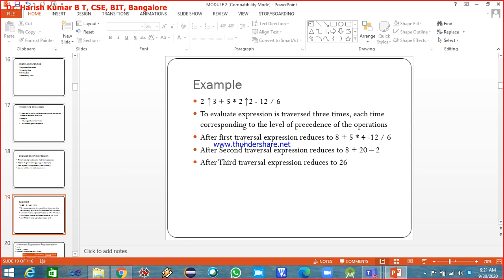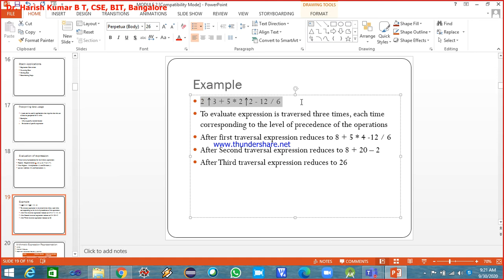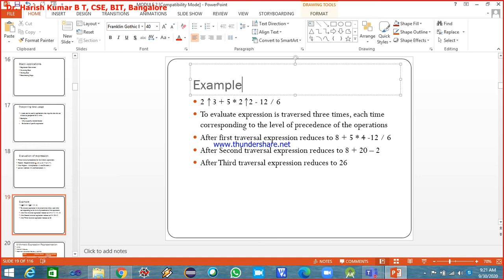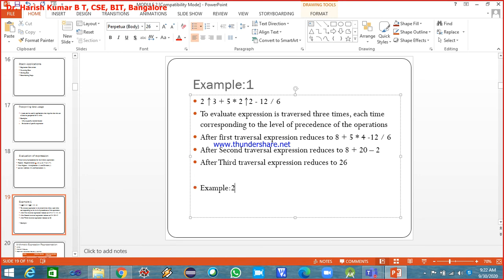One more thing let me highlight here: the parenthesis has higher precedence than any other operator. For example, this is the expression. Let me copy this expression again and put it here. Let me call this example 1. I'll take another example. Let me call this example 2, and this expression I'll copy.